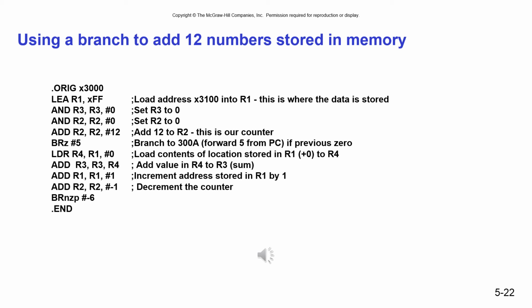So we will continue to branch until what happens? Until the counter goes to 0. This is a count-controlled loop.